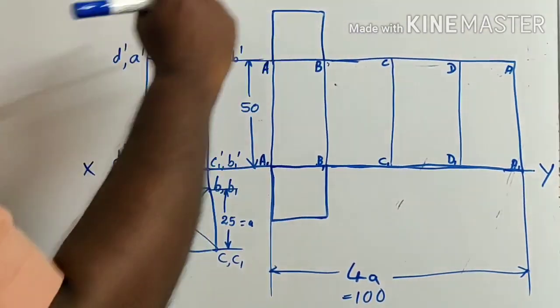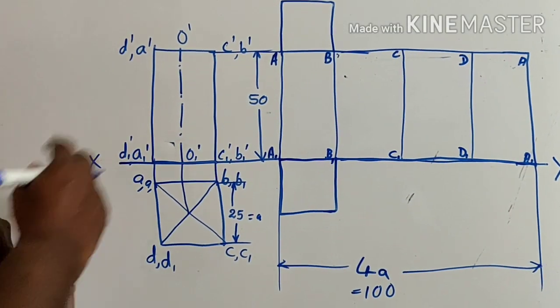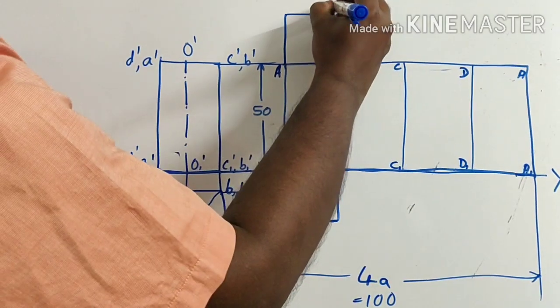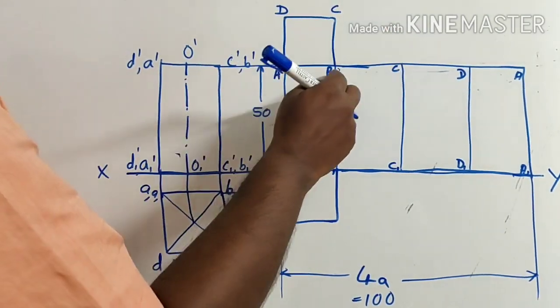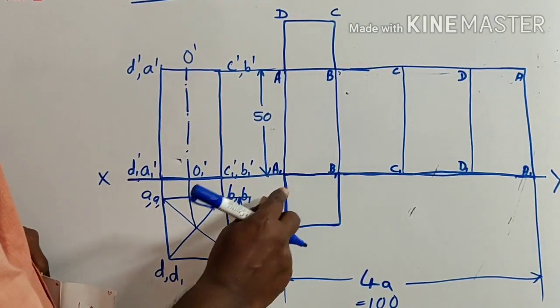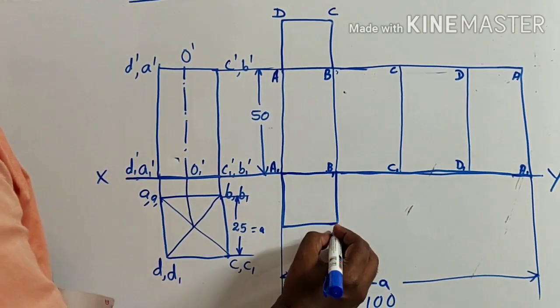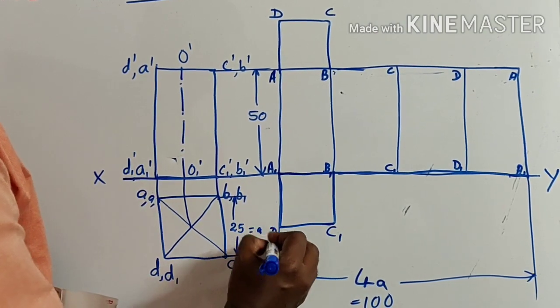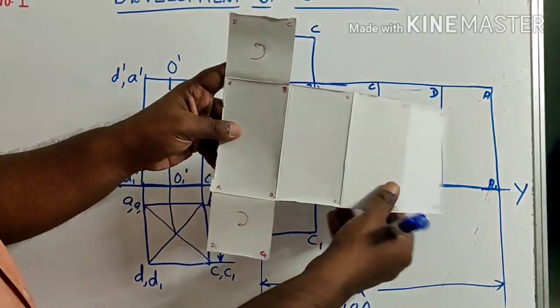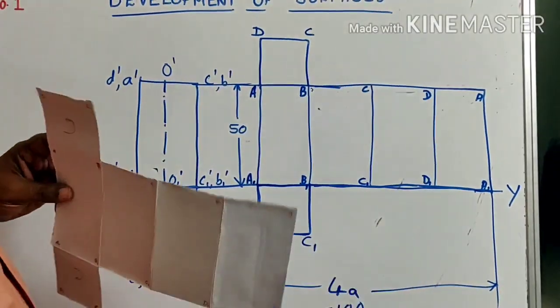Now we have to name the bases also. So this is A, B, then C, D. In the cyclic order you have to write A, B, C, D. Similarly, here it is A1, B1, C1 and D1. So exactly what I have developed here, I am getting here.